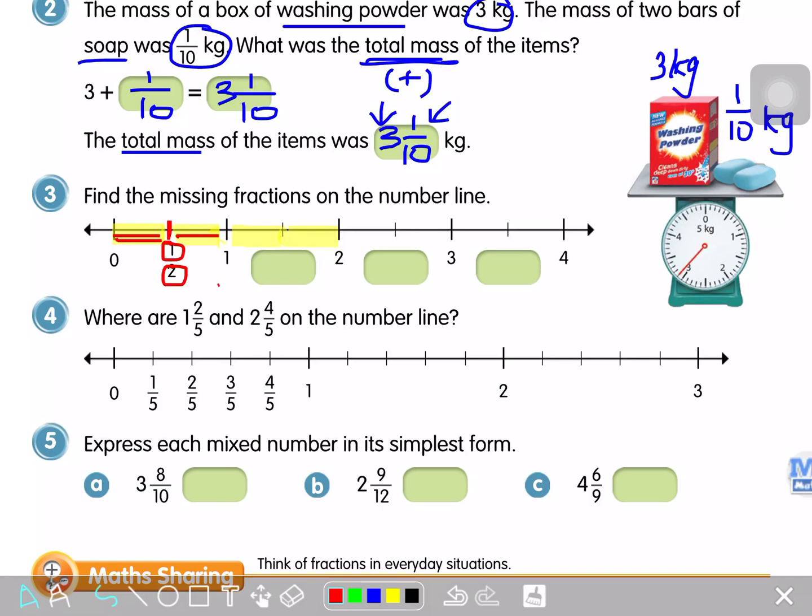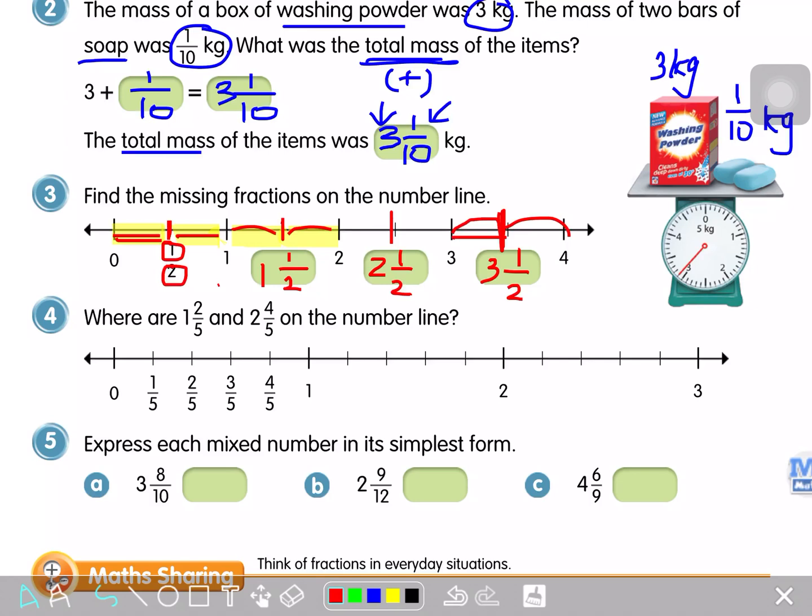And then what about 1 and 2? What's in between 1 and 2? We have the whole number 1, and we move 1 part out of 2 parts. So we have 1.5. Then we move on to 2. Between 2 and 3, in the middle, we have 2.5. And the same, between 3 and 4, we have 3.5. Because, see, there are 2 parts in total, and we move only 1 to get to the middle. So it's 3.5.